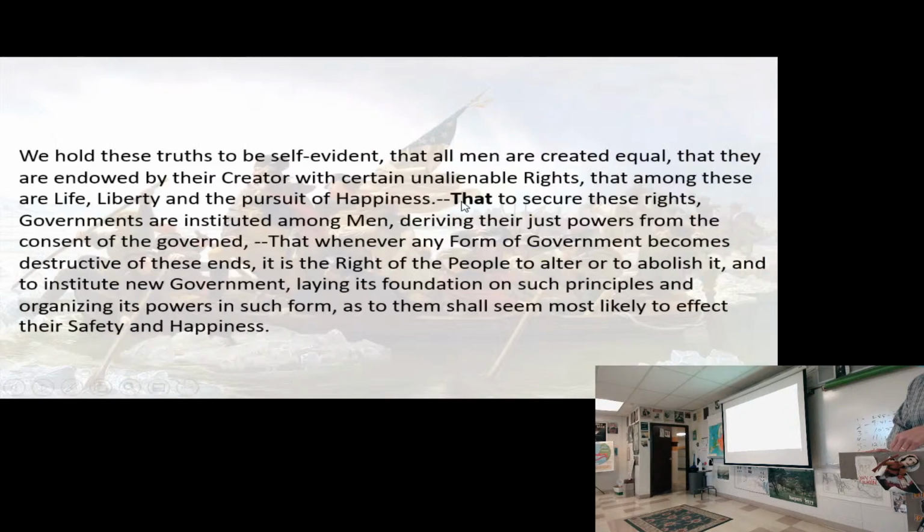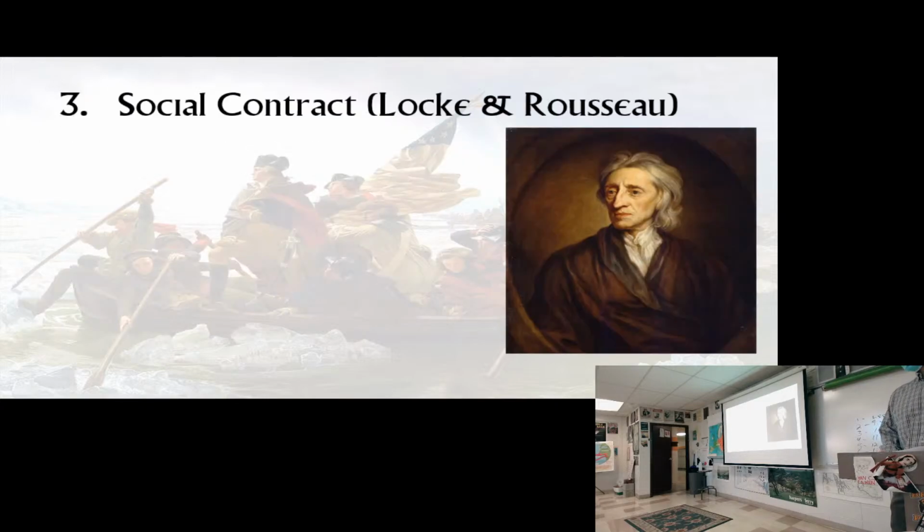And then, that to secure these rights, governments are instituted amongst men, deriving their just powers from the consent of the governed. And that whenever any form of government becomes destructive to these ends, it is the right of the people to alter or to abolish it and institute new government, aka the social contract. And that comes from Locke and Rousseau. So I had to put even a bigger picture of Locke.